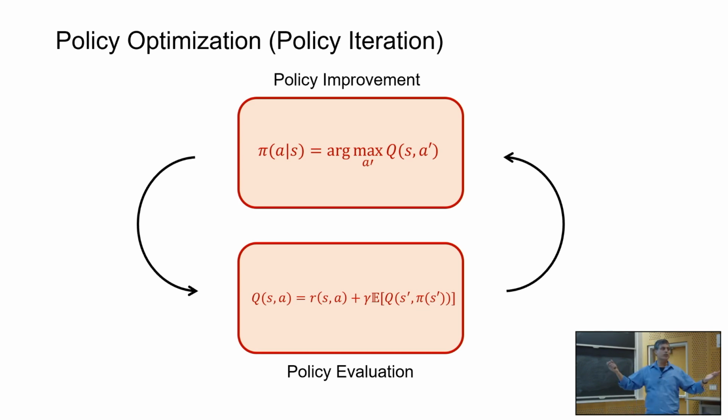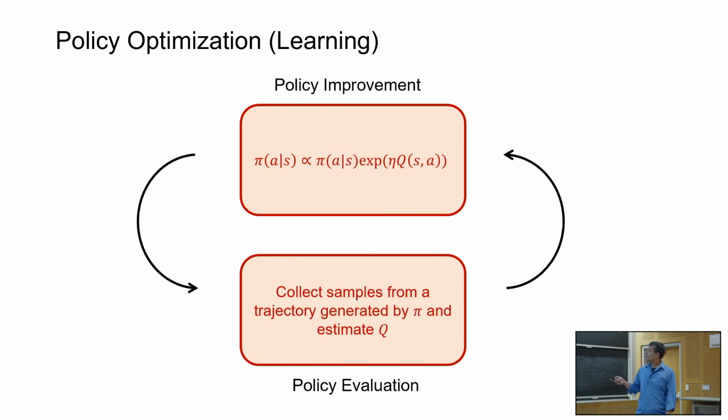This is what you would do if you know the MDP. If you know the probability transition matrices, if you know the rewards and everything, then this is one of the two major techniques that one can use. The other one is value iteration. And this particular way of policy optimization is what is also called NPG, or natural policy gradient. It has an interpretation in terms of gradient descent.